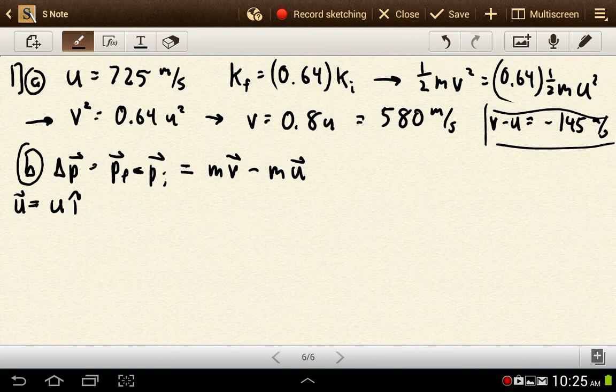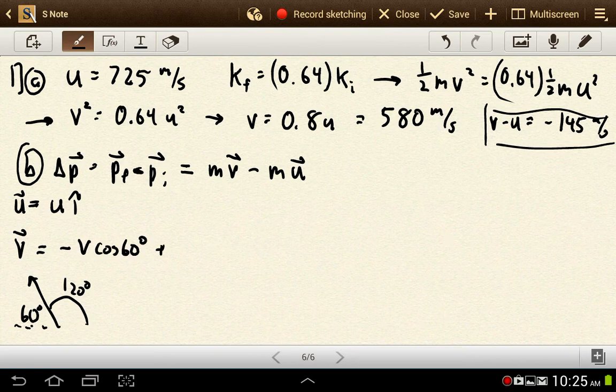And then v is going to be v, well, the speed is v, but it's going at an angle of 60 degrees above the negative x-axis, really. So it's 60 degrees like that, which means 120 degrees from the positive x-axis. So v is going to be negative v cosine 60 degrees in the i-hat direction, plus v sine 60 degrees in the j-hat direction.